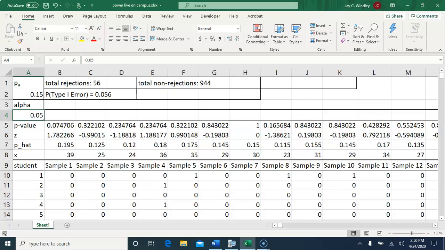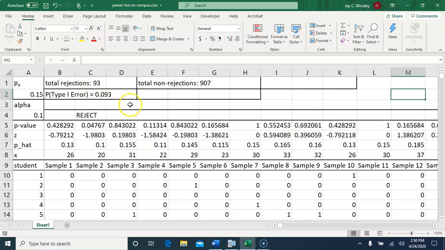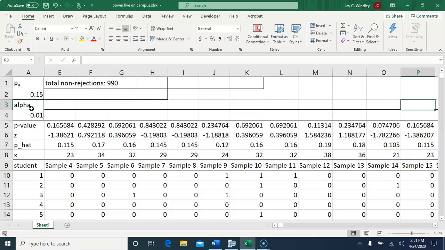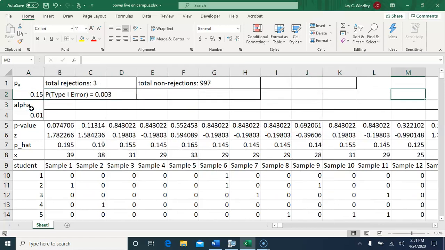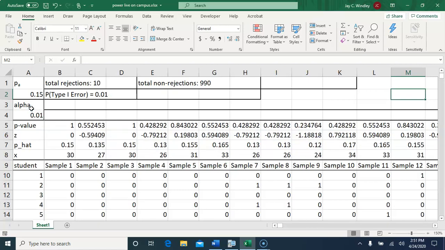If I change alpha to 0.1, notice that now I'm rejecting the null hypothesis almost 10% of the time. Okay, so again, the probability of a type 1 error is basically going to be alpha. Let me change this one more time down to 0.01. So with an alpha of 0.01, we are usually rejecting the null hypothesis 1% of the time. Okay.